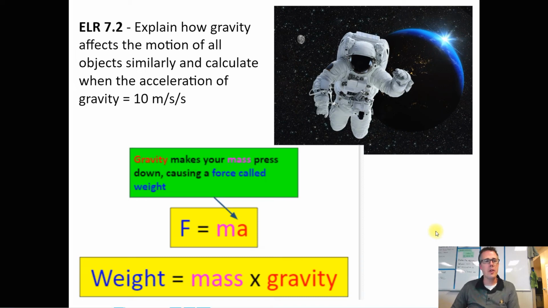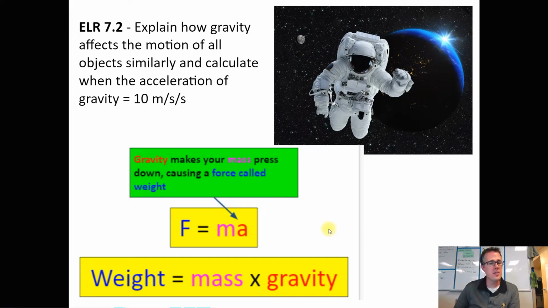Hello 8th graders, this video is all about ELR 7.2, which is calculating velocities and accelerations using gravity. In the last lessons we've been talking about how weight and mass are two different things, and gravity is an acceleration that causes anything that has mass to apply a force.